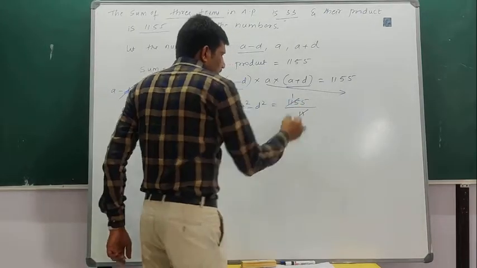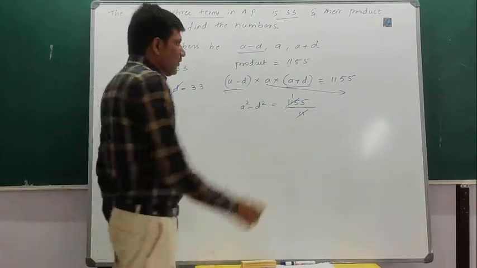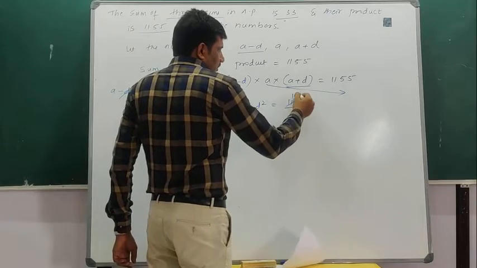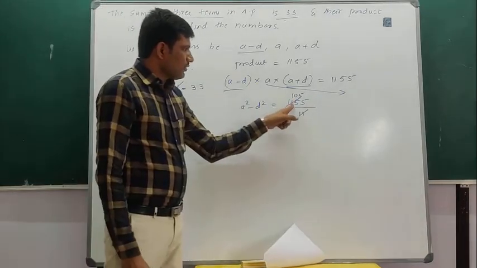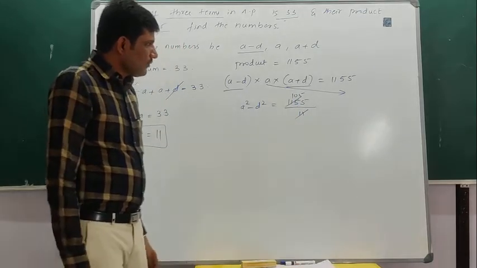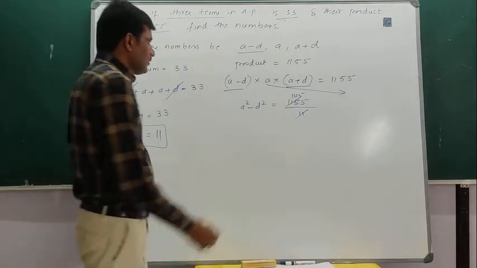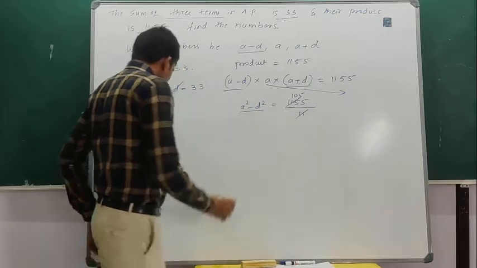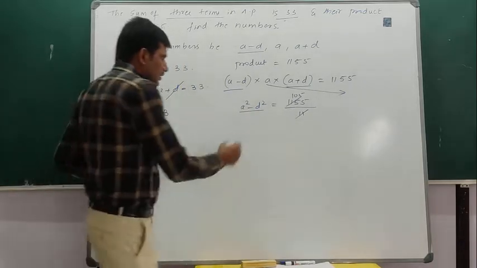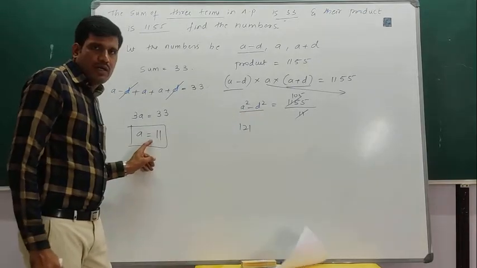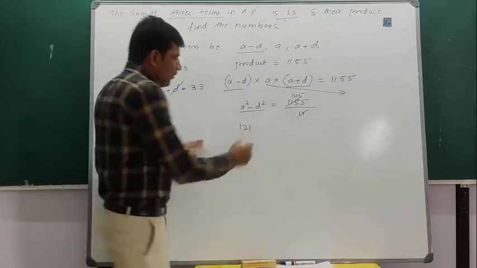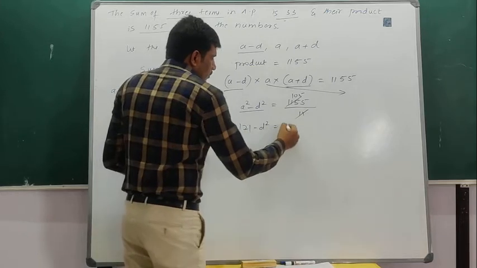So 1155 divided by 11: 11 ones are 11, now it is 0, so 5, now how much is it? 105. So a square minus d square equals 105. What is a square? A is 11, and 11 square is 121. So 121 minus d square is equal to 105.